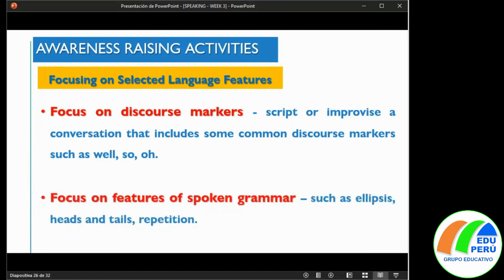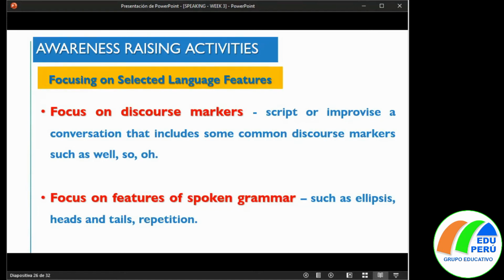Focus on features of a spoken grammar. Notice that the purpose of these activities is to make your students aware. So focus on features of a spoken grammar. Here you have ellipses, heads and tails, repetitions, false starts.